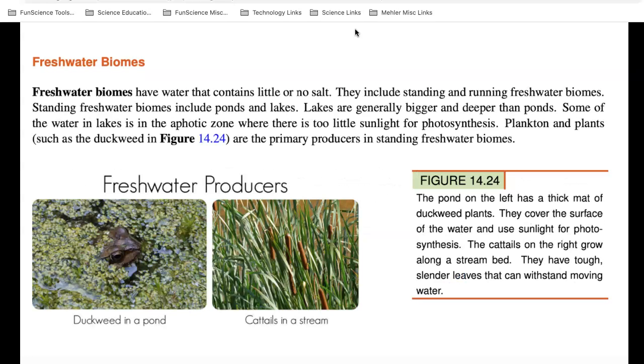Freshwater biomes have water that contain little or no salt. They include standing and running freshwater biomes. So, for example, rivers and streams and ponds and lakes. Lakes generally are bigger and deeper than ponds, and some of the lake water is in an aphotic zone where there's little sunlight. Some really, really deep lakes, but that's kind of unusual on our planet.